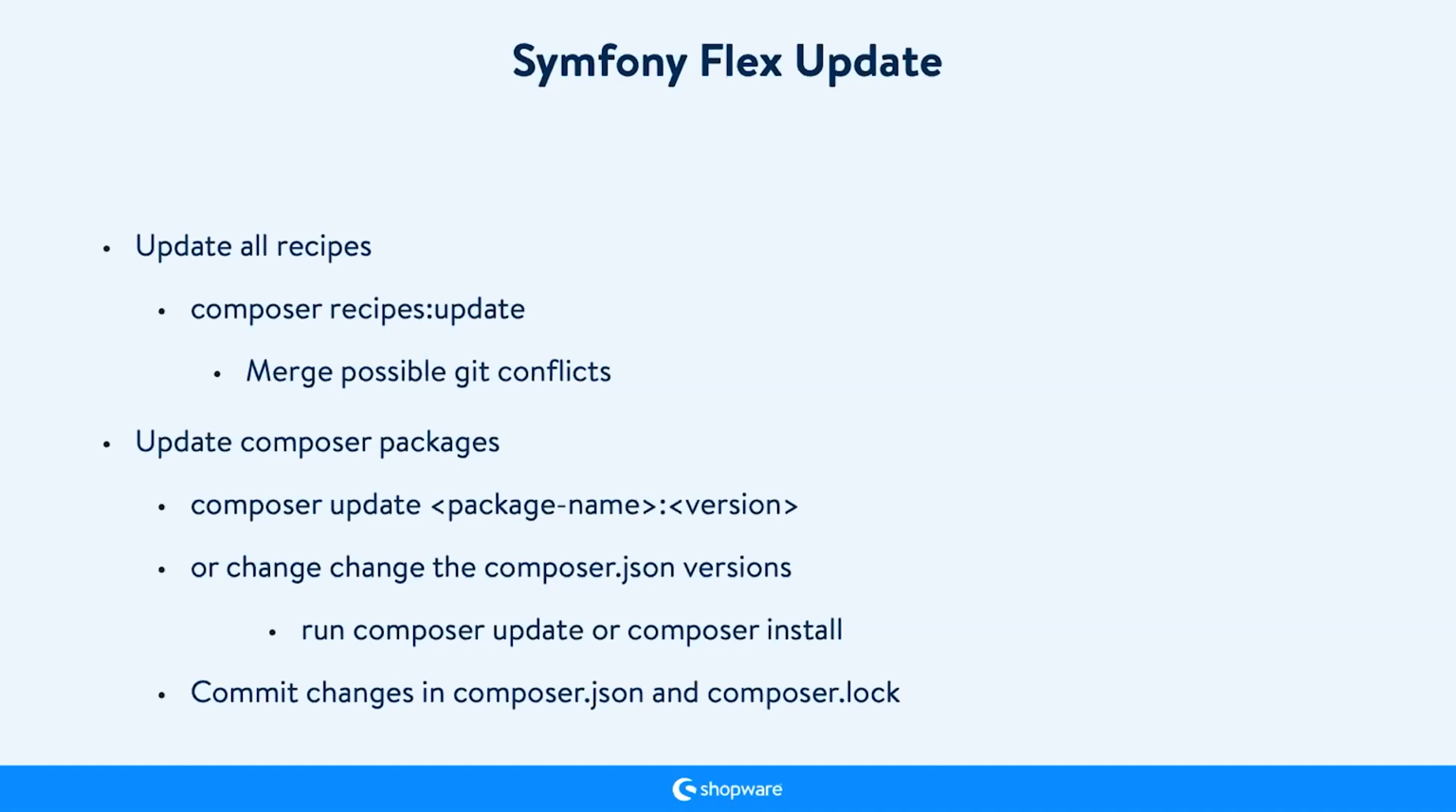Updating a Composer package is also relatively easy and I think well known. Therefore, just use Composer update, package name and version to change it. You can also change it in the composer.json itself and run Composer update or Composer install. And then afterwards, commit your changes to composer.json and the composer.lock to have them later on automatically built in Platform.sh and deployed to the instance you want.